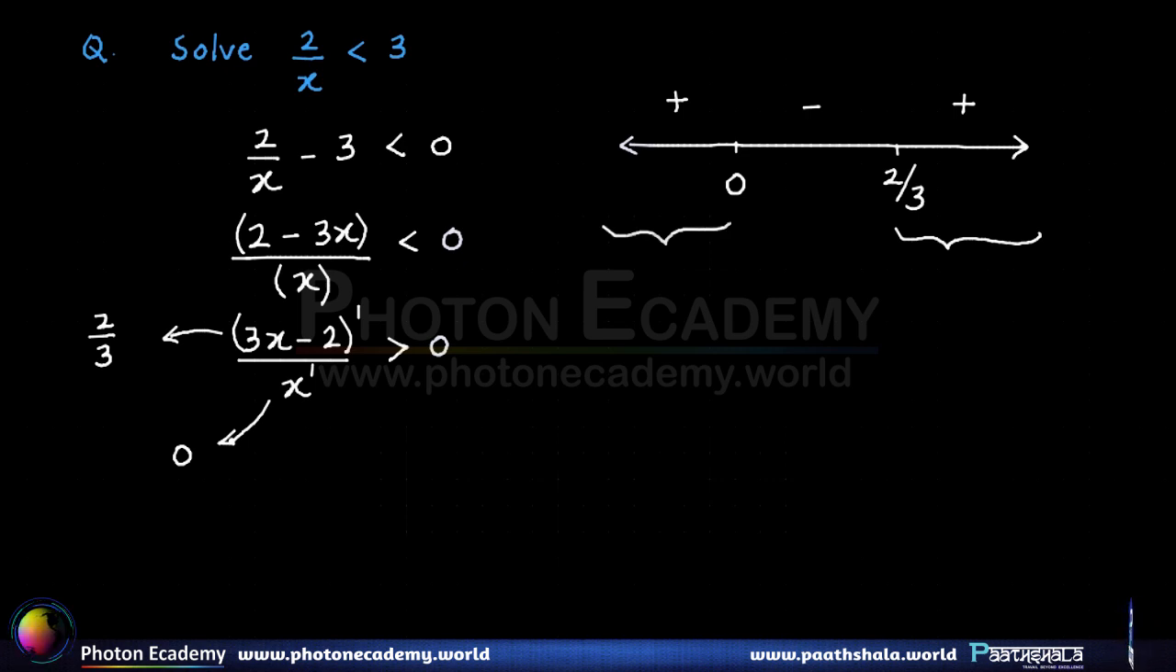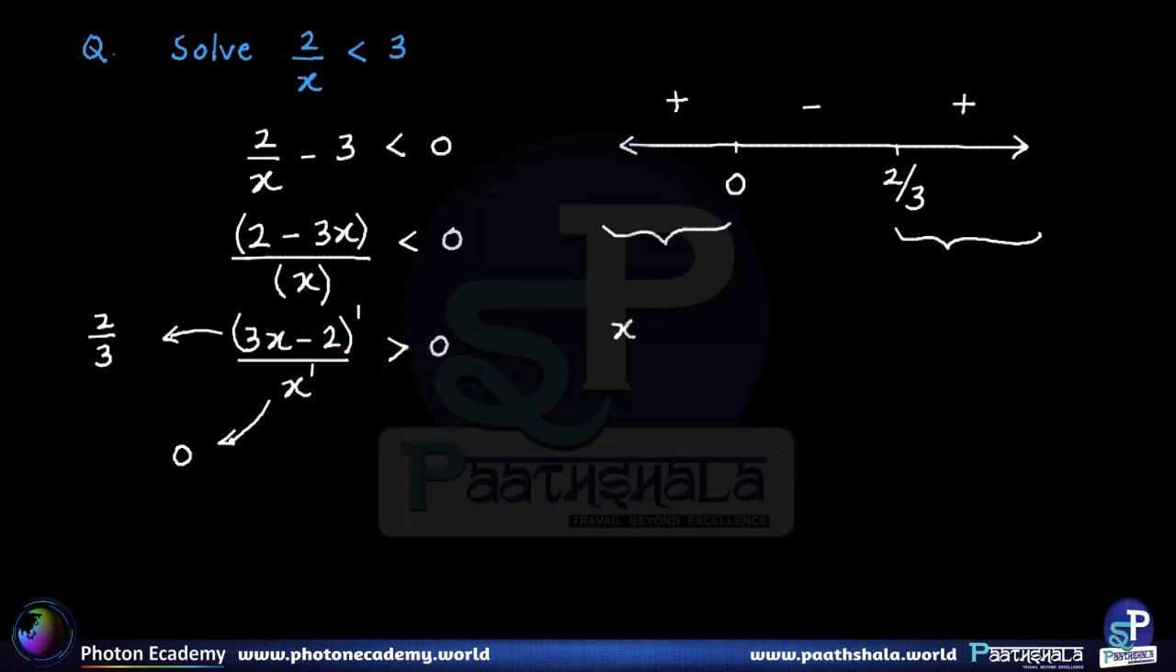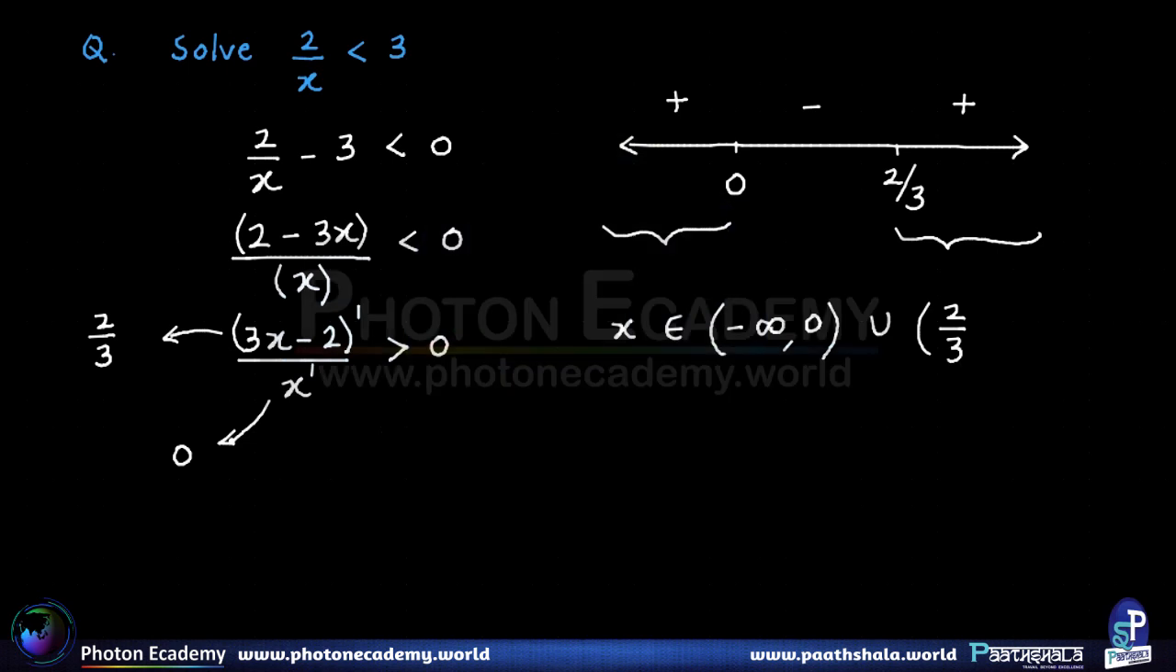Since we want positive, we mark off these required intervals. So finally the answer is x must belong to the interval either minus infinity to 0, in other words x must be negative, any negative value, or if it is positive then it must belong to the interval from 2 by 3 up to infinity. That's the final answer.